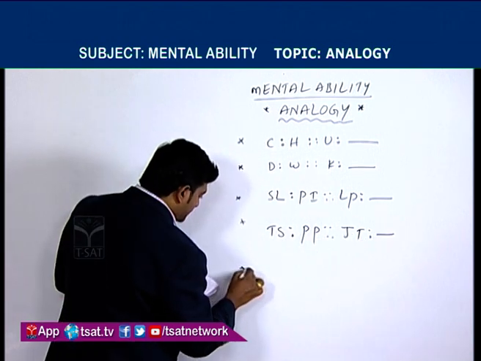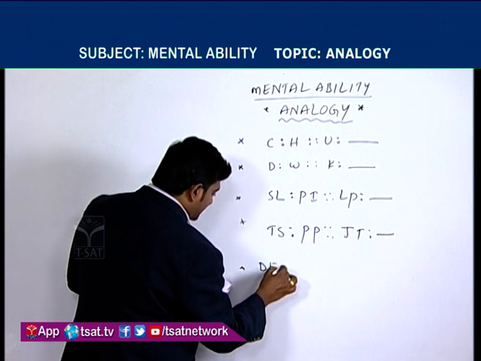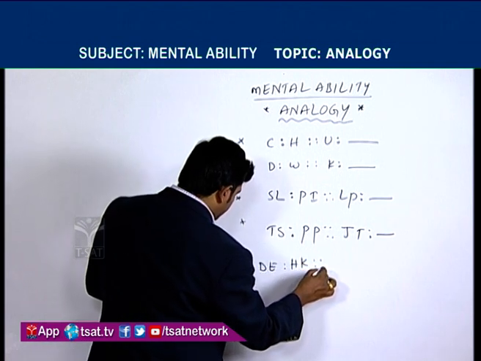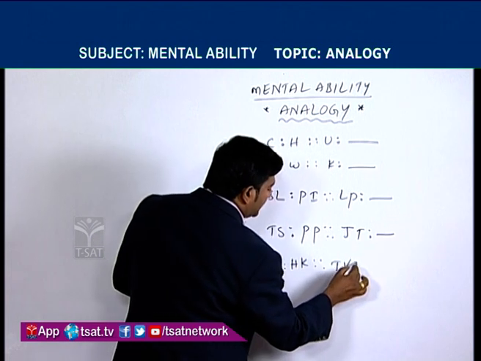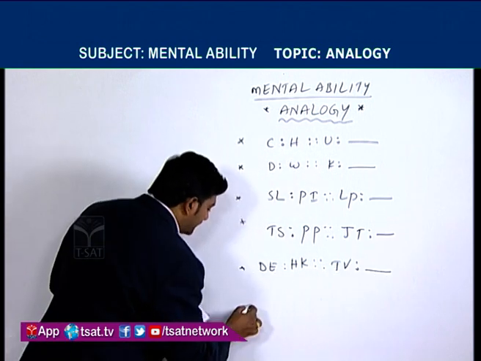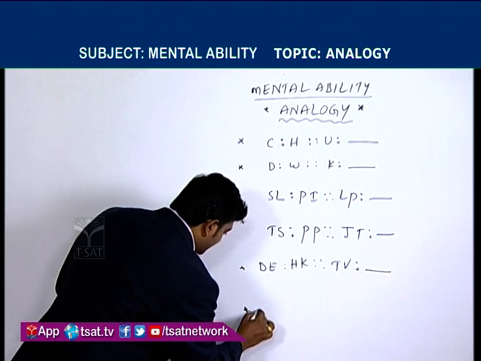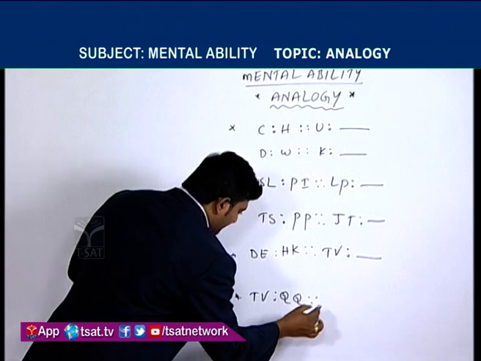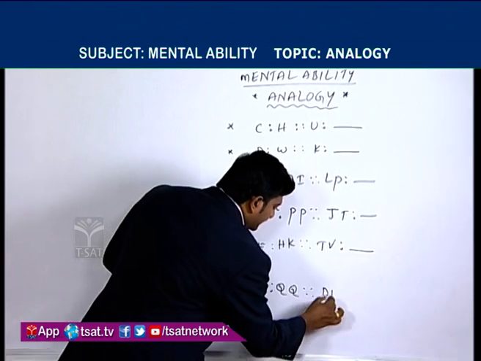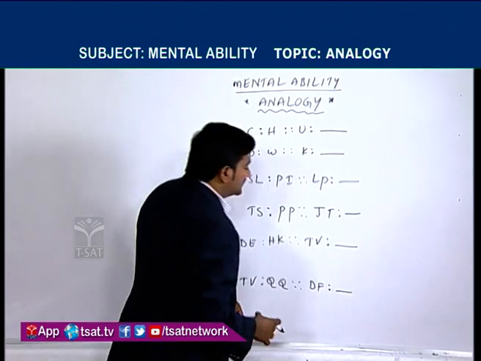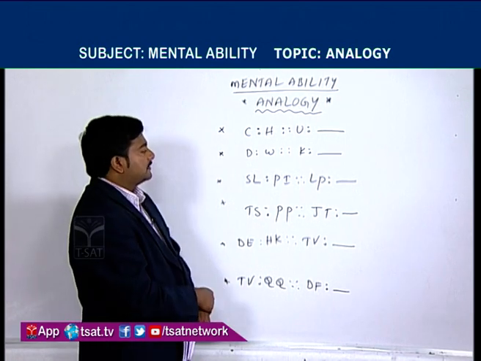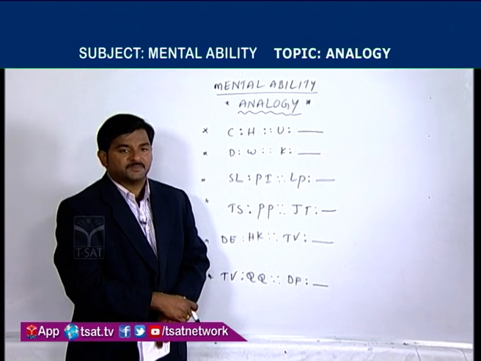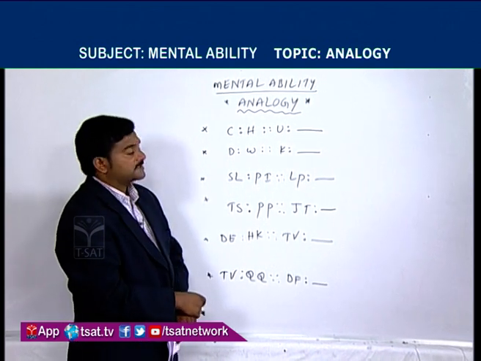So now D E is to H K is as T V is to dash. Similarly T V is to Q Q is as D F is to dash. So these are some types of questions regarding letter analogy part. Now let us start by discussing one by one.